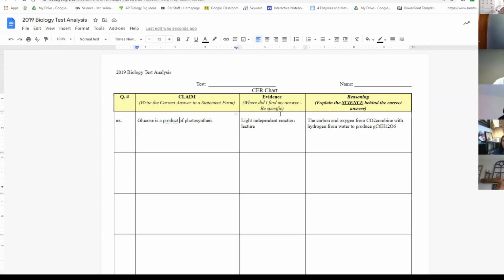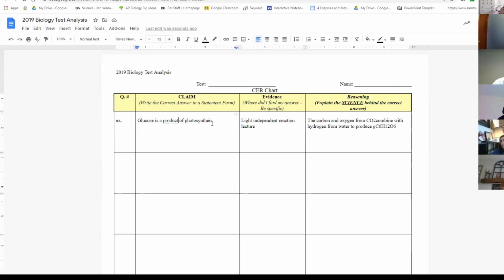Then: where did I find my answer? And I want you to be specific. So this information was covered during the Calvin cycle, the light independent reaction lecture. So not just textbook, not Google search, not lecture notes, but specifically which lecture notes, which page of the textbook, what Google search did you do?